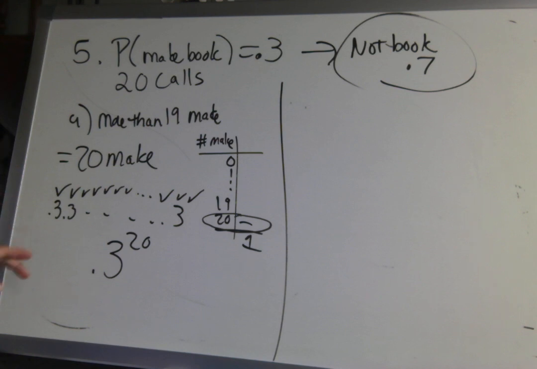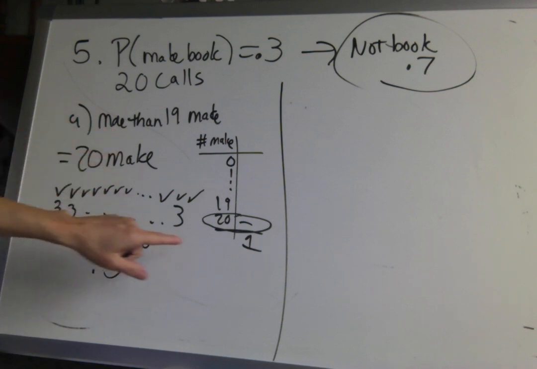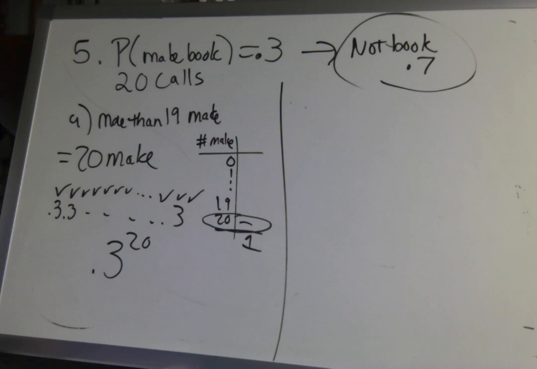So this is absolutely not a 1 minus. Just because the word more than is there does not indicate to you if you should be doing a 1 minus. How do you know if you're doing a 1 minus? If you circled a bunch of mess. I didn't circle a bunch of mess. I only circled one thing here.